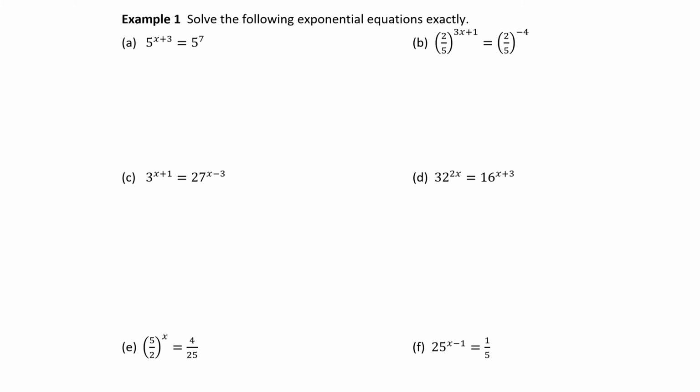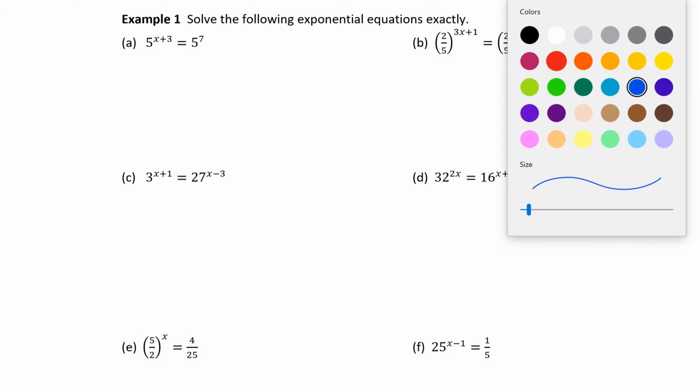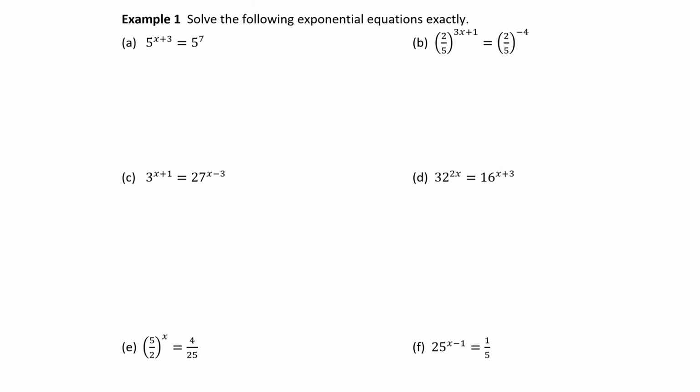On example 1, we're going to solve the following exponential equations exactly. Notice in example 1a, the bases are the same. 5 to the x plus 3 equals 5 to the 7th. So we're going to observe that it must be true that x plus 3 equals 7. Make sure you understand there that I did not divide both sides by 5. I haven't canceled the 5 in any way. This is just a logical observation.